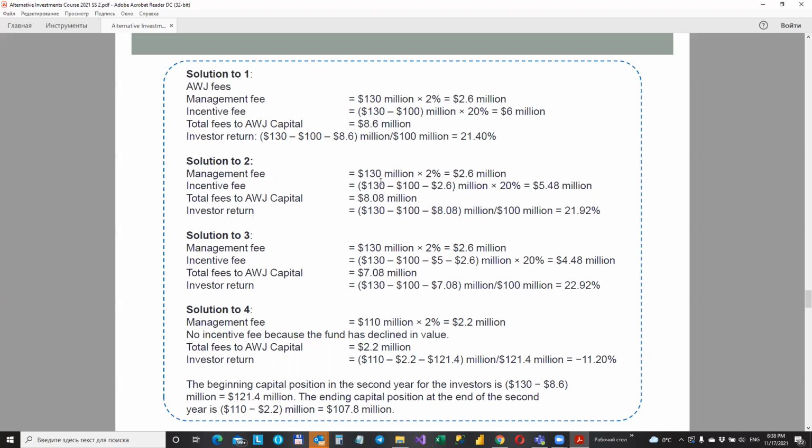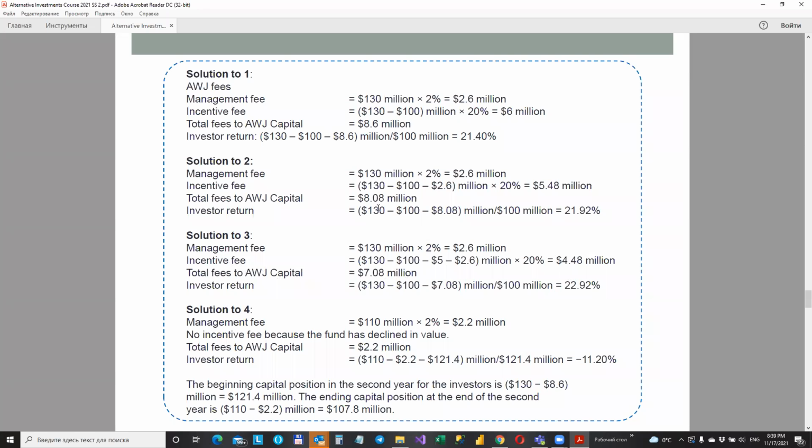Then we have the solution to problem two. The same calculation for the management fee, but the incentive fee is calculated on the basis of the profit net of management fee, and it leads to a lower figure for the incentive fee and a lower figure for the total fees of AWJ, and respectively it will lead to a higher return for the investor. So the lower the fee for the manager, the higher the return to the investor. And this is the solution for the third problem: again the same calculation for the management fee, but for the incentive fee we have to deduct this hurdle rate, and we have a lower base for calculating the incentive fee, lower total fees, and higher effective return to the investor.